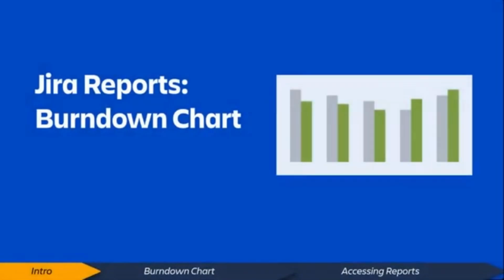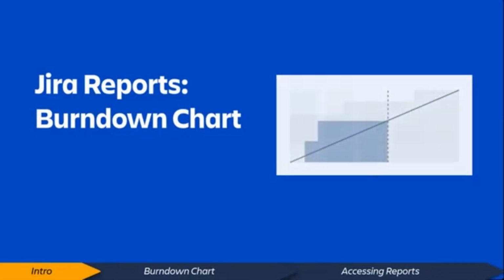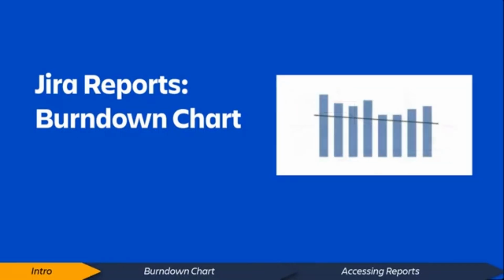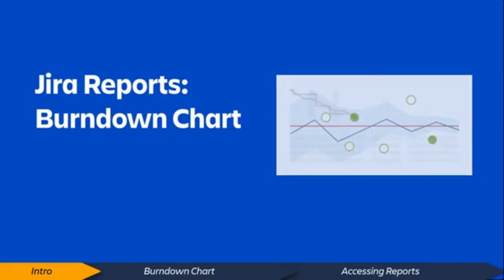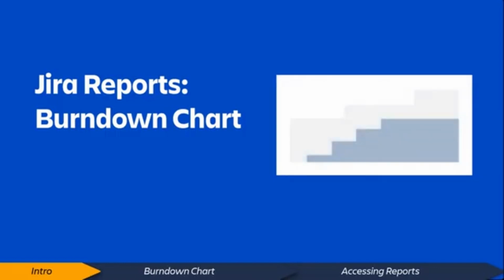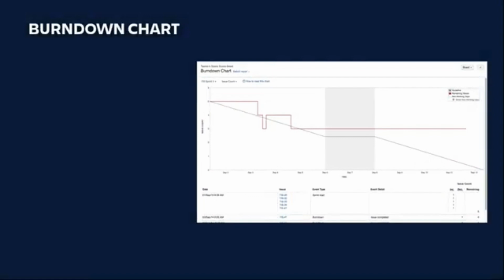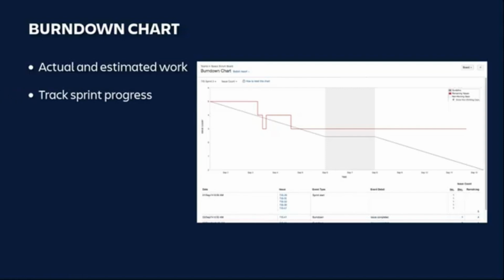Hi, Jira software provides a range of reports that offer valuable insight and information about your projects, people, and issues. In this video, we'll take a quick look at the Jira software Burndown chart. A Burndown chart is a diagram of the actual and estimated amount of work to be done in a sprint, enabling you to track sprint progress and identify problems.